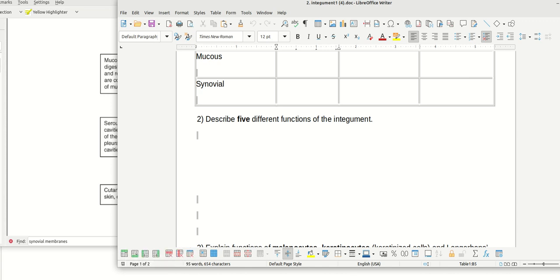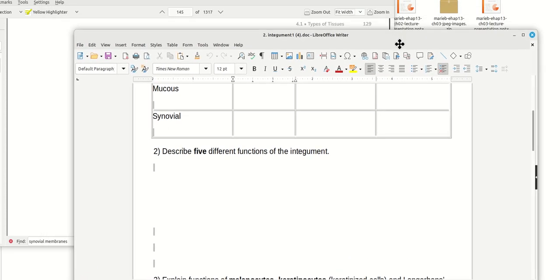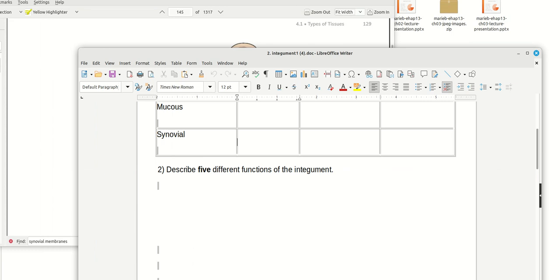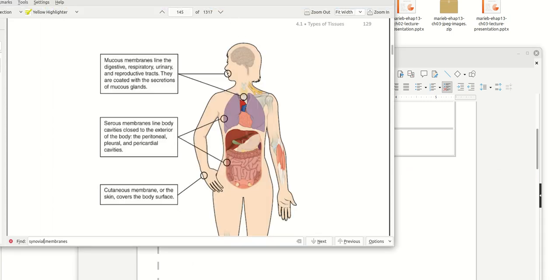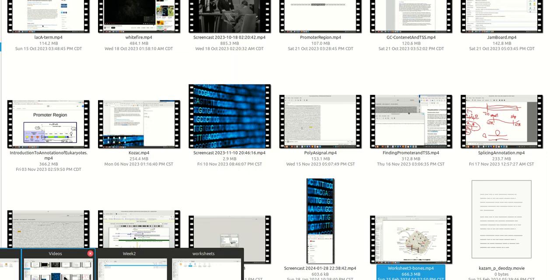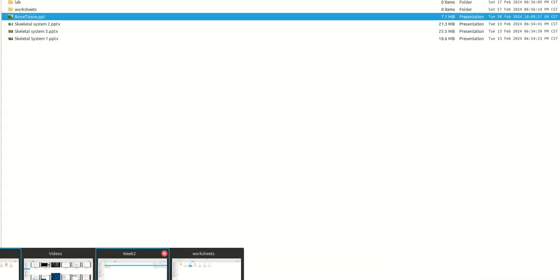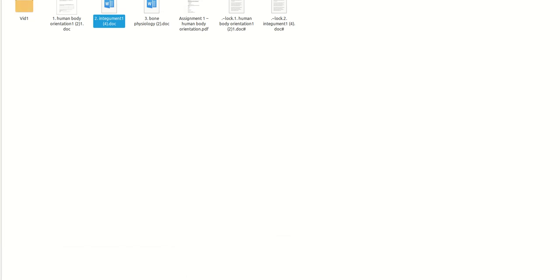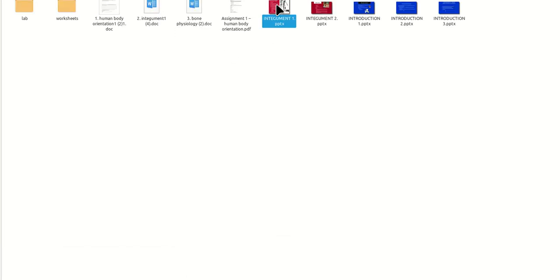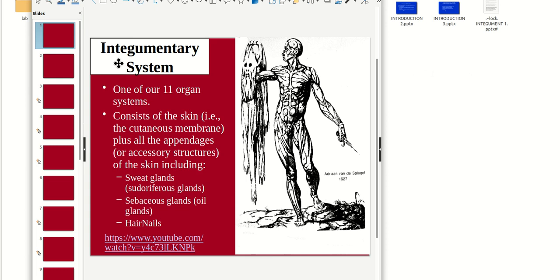Let's see. Trying to just off the top of my head, general things that you think of the skin is doing. They protect against pathogens. Let's see. So let me go back and let me actually look for the PowerPoints on this, because that one is just right there, right in front of you.